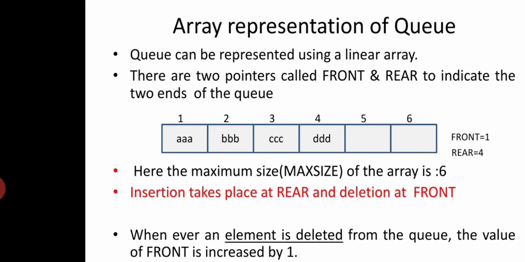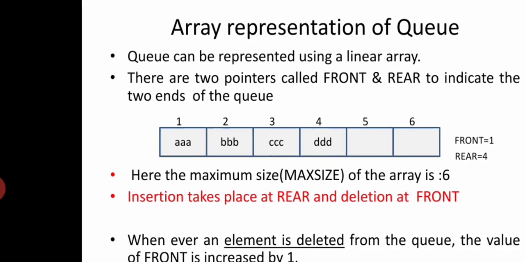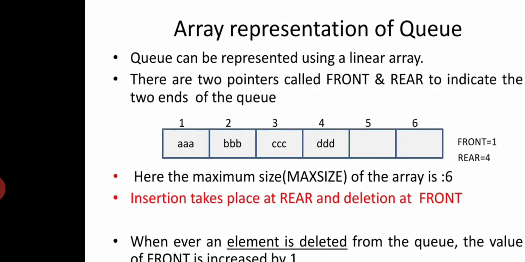So the value of rear is 4. That is the value which we are assigning in order to perform these operations. Okay, front equals 1, rear equals 4, according to the number of elements stored in the array. Here the maximum size of the array is 6. That means you can just add up to six elements.